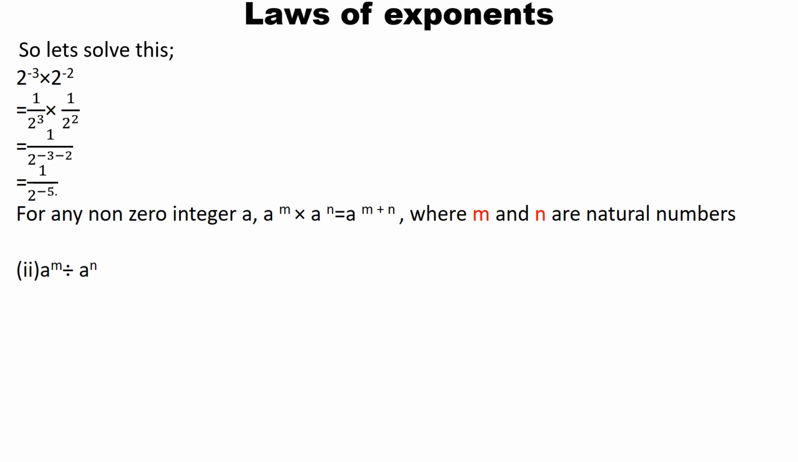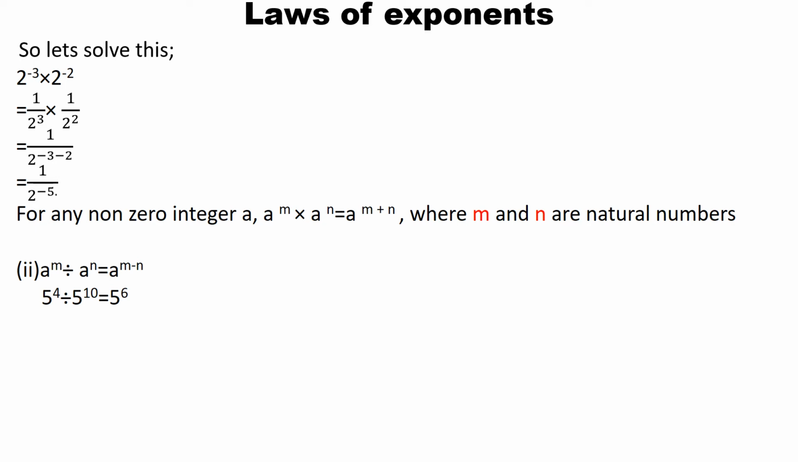Now let's learn the second law, that is a power m divided by a power n is equal to a power m minus n. So we know when a multiplication symbol comes, we have to do addition, we have to add the exponents. Then what about when a division symbol comes? When a division symbol comes, we have to subtract the exponents. 5 power 4 divided by 5 power 10 is equal to 5 power 6. So 4 minus 10 we get 6, right?